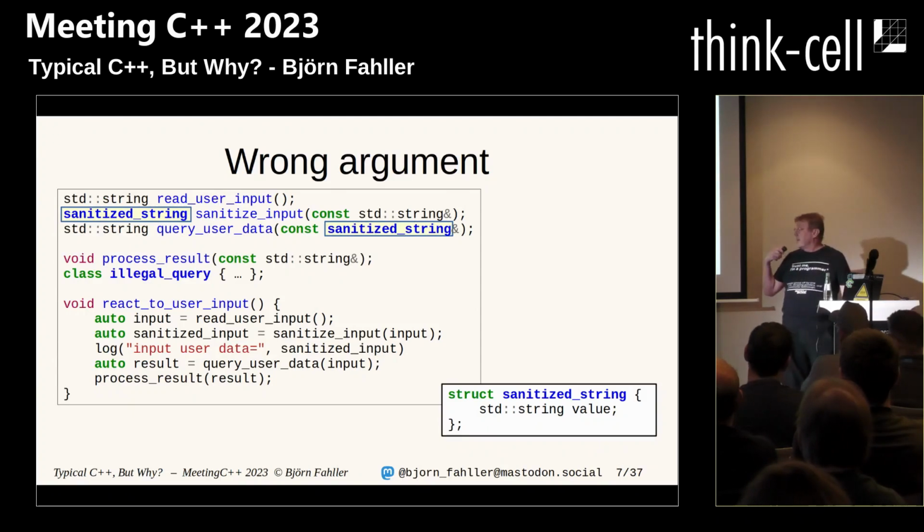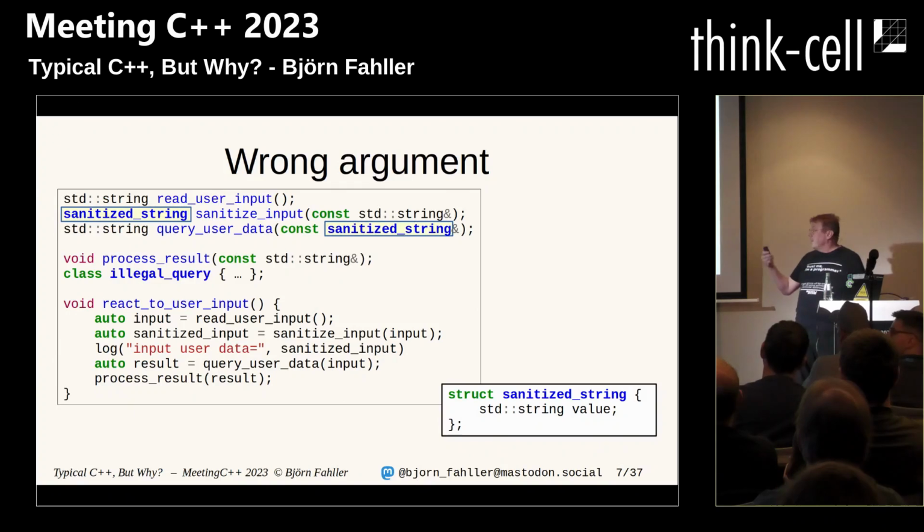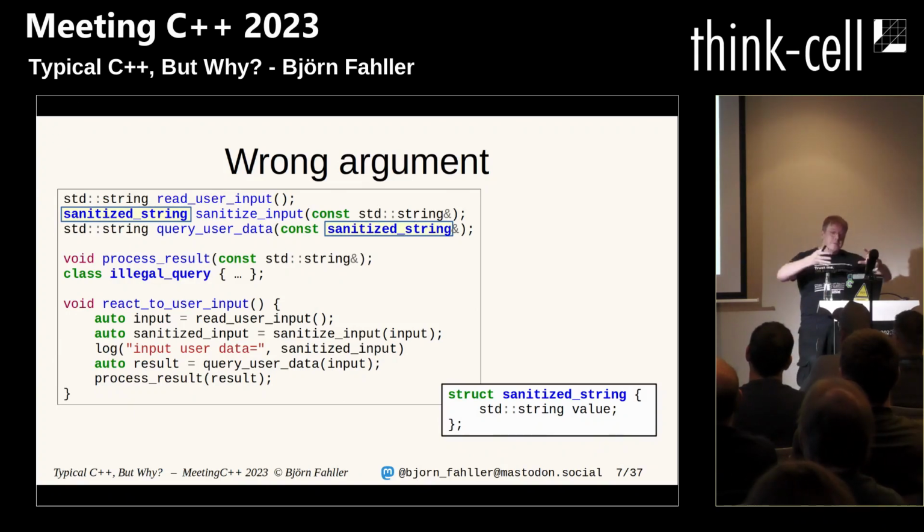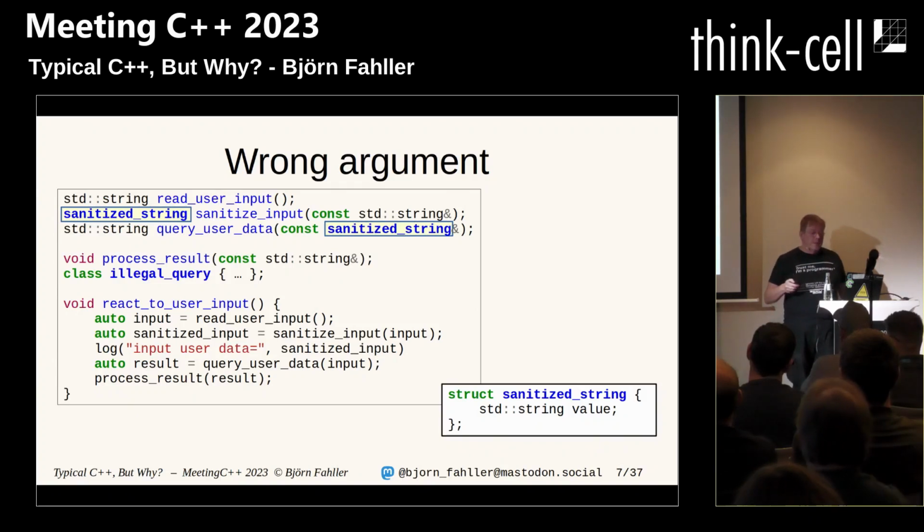This cannot be, if you have a string, you will not accidentally get a sanitized string. You have to make an effort. You have to explicitly create it. And likewise, you will not accidentally get a std string out of a sanitized string. You have to explicitly say that you want to get the data member, that dot value. So it's not perfect, but it's not bad.